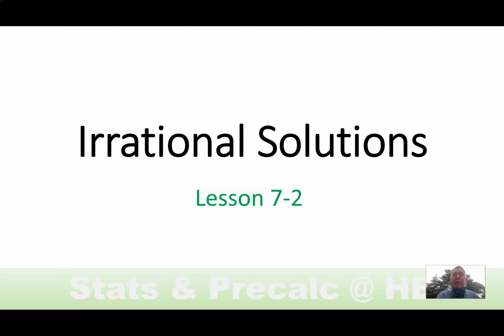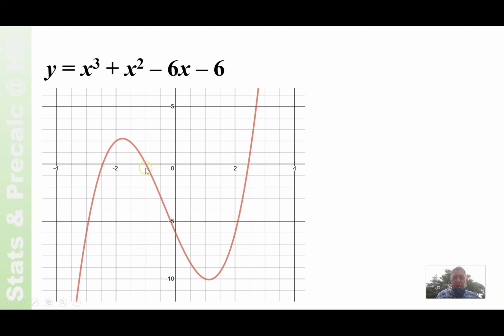Hello, statistics and pre-calculus. We're getting more into the details here. Irrational solutions to polynomials. What happens when the numbers don't come out nice? You have the irrational zeros theorem from yesterday, but now what about irrational? Here's an equation, y equals x cubed plus x squared minus 6x minus 6.